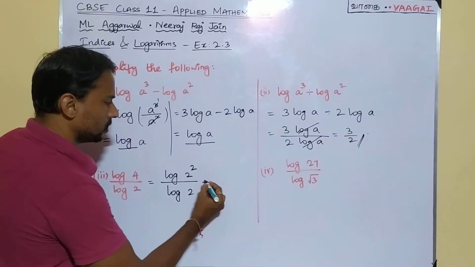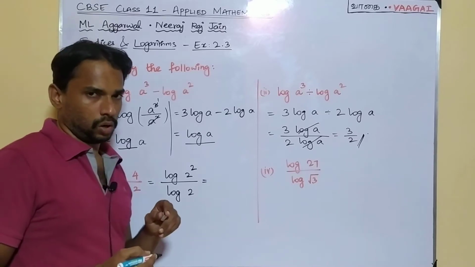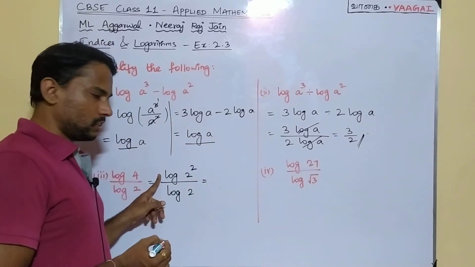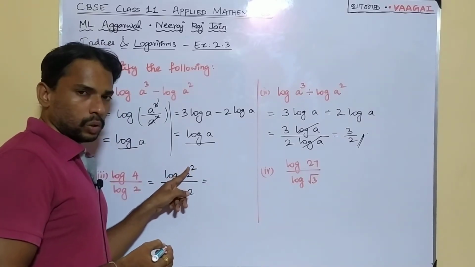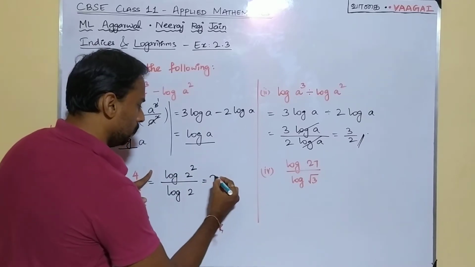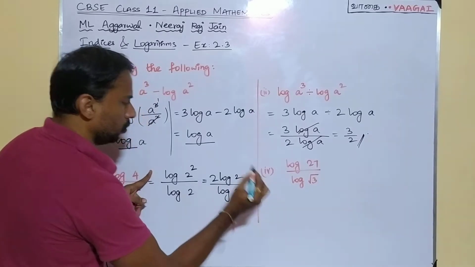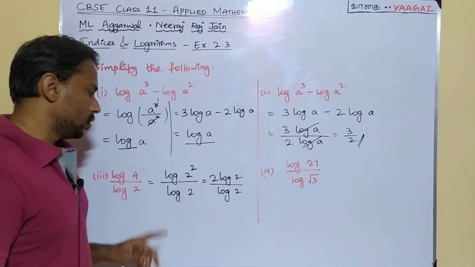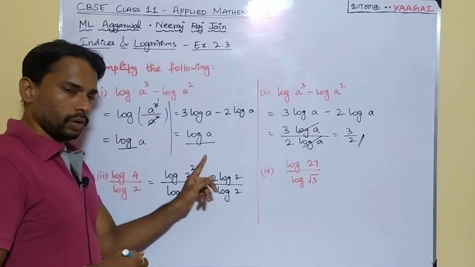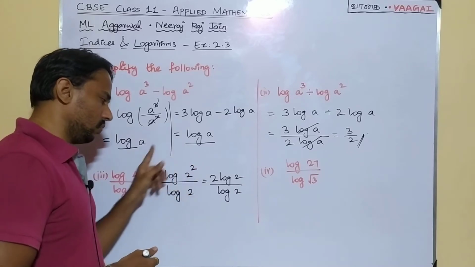Now what will happen is, I'm going to use the power rule now, that is log 2 square. What happens? This power 2 will come to the front, so that it will become 2 log 2 divided by log 2. I hope it is clear to you. This step is also very clear to you, okay. So I'm writing this log 4 as log 2 square, and in turn I'm bringing this 2 to the front side, okay.